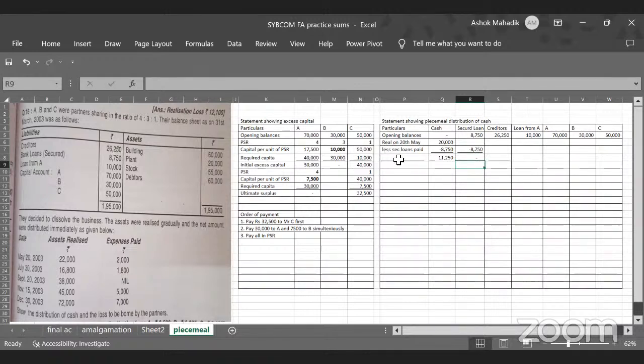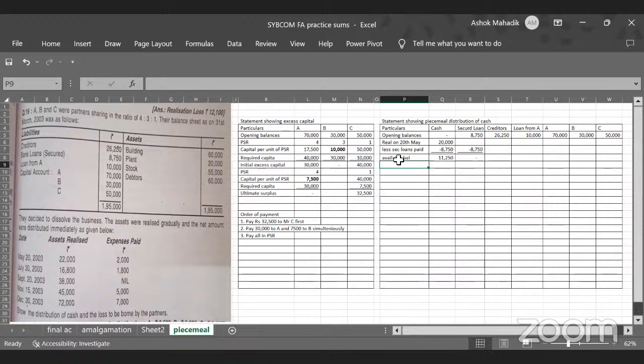So now available balance is 11,250. Okay. Now next category is unsecured liabilities like creditors, bills payable. Okay, creditors and bills payable are unsecured liabilities. Loan from A is partners loan, so that is different category. Clear? Now, how much creditors are there? 26,250. But do we have that much cash? No. So we will pay whatever cash we have to creditors.